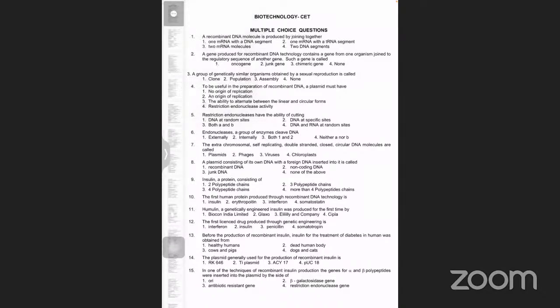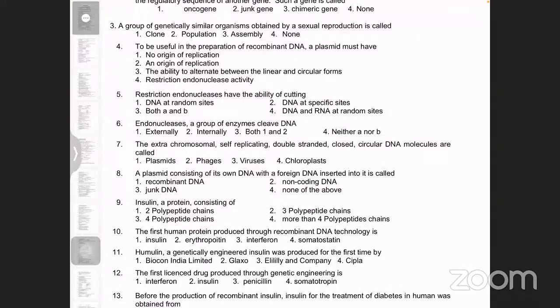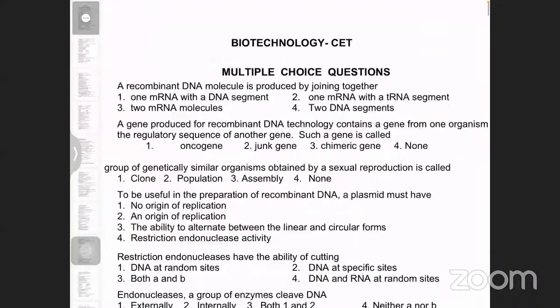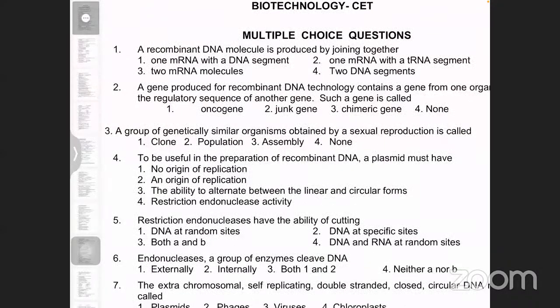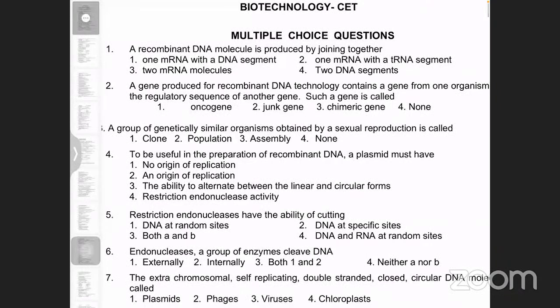So hope you are viewing the questions. Question number 1. A recombinant DNA molecule is produced by joining together an mRNA with a DNA segment, an mRNA with a tRNA segment, a tRNA, or two mRNA, or two DNA segments. What is a recombinant DNA molecule? Whether it is option 1, 2, 3, or 4.